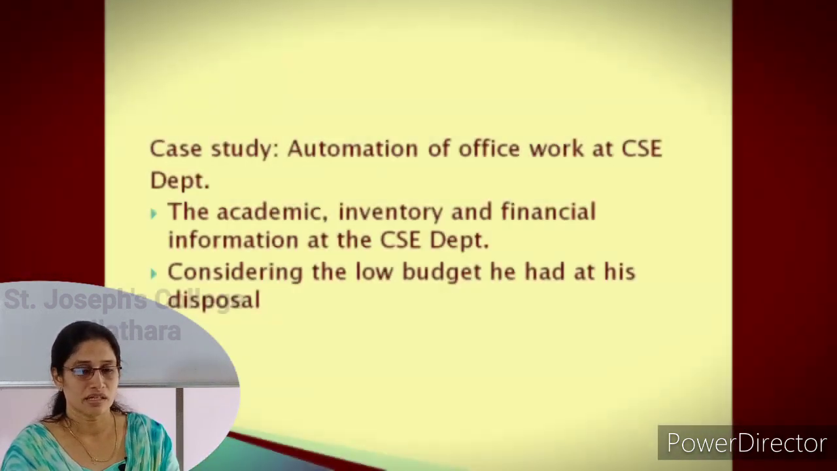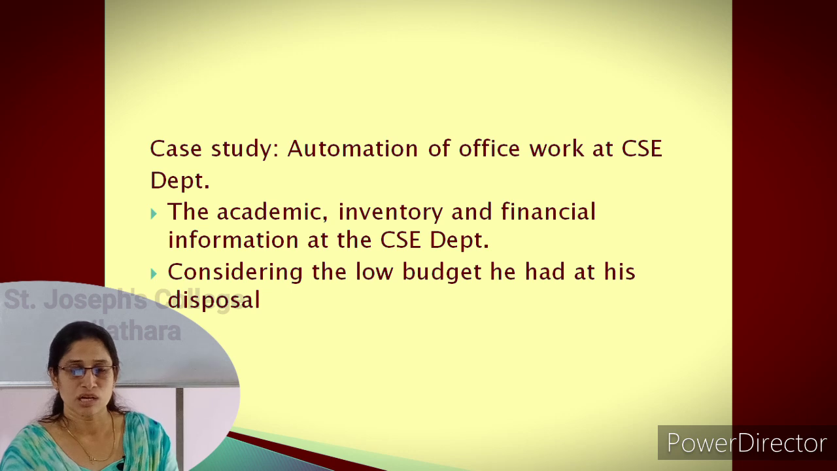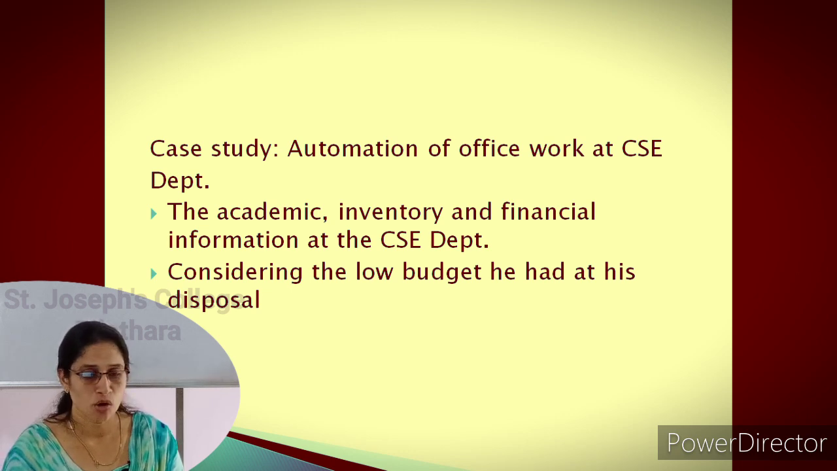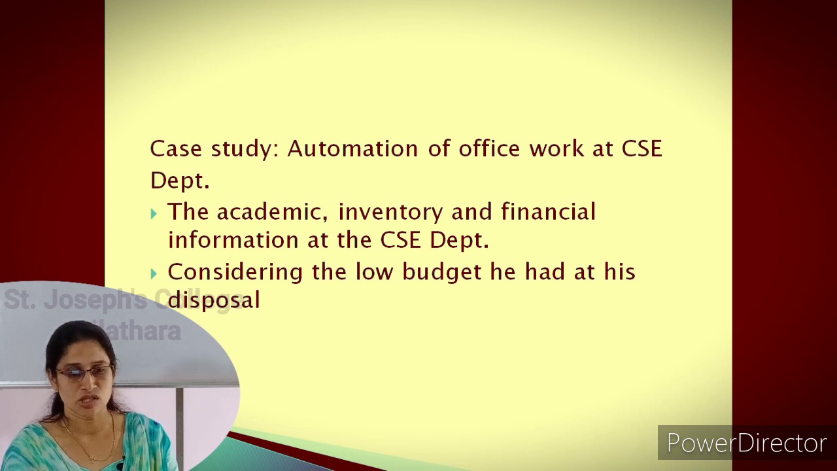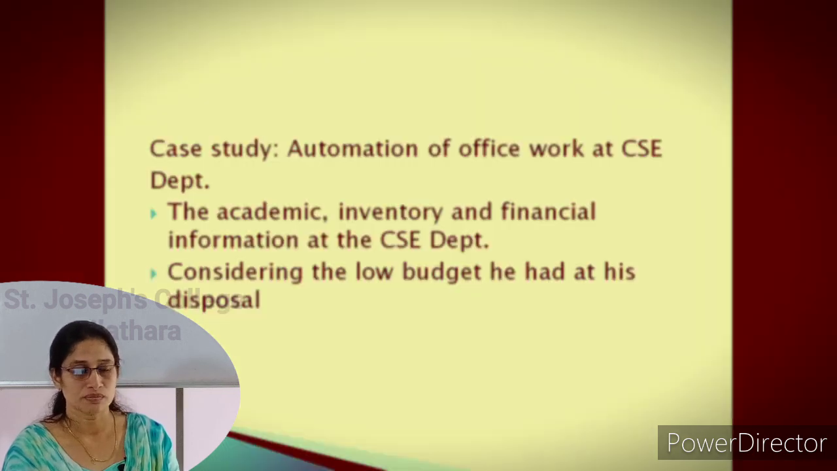Now let us do a case study. Let's say the computer science department has an office which is operating right now manually. There are 2 office clerks, a storekeeper and 2 attendants. Their main work is to keep track of the academic records, the inventory of different equipment and so on, and also the financial information in the department. Now, the head of the department just asked a team of student members to develop office automation software.